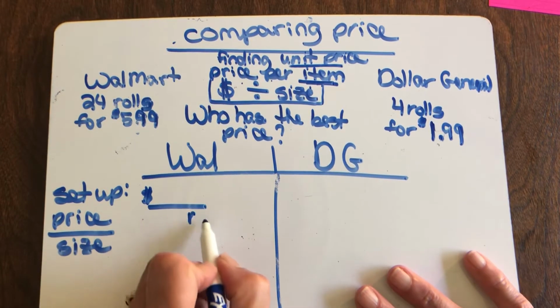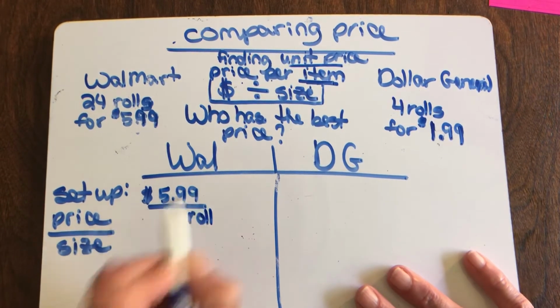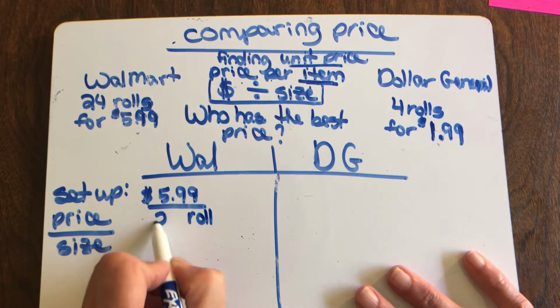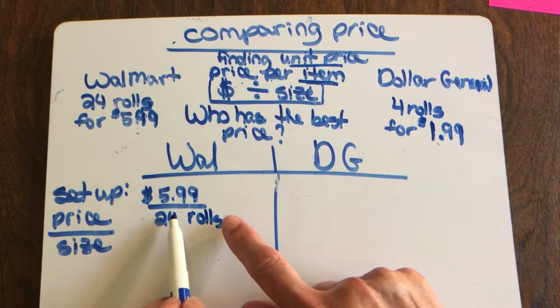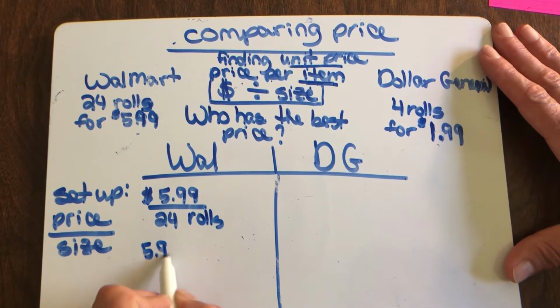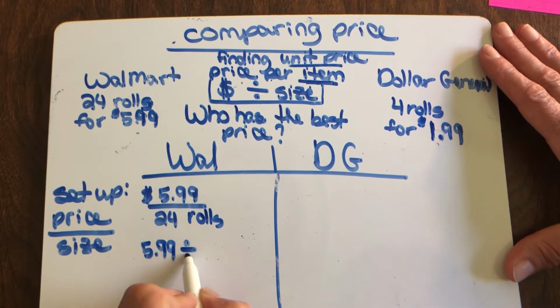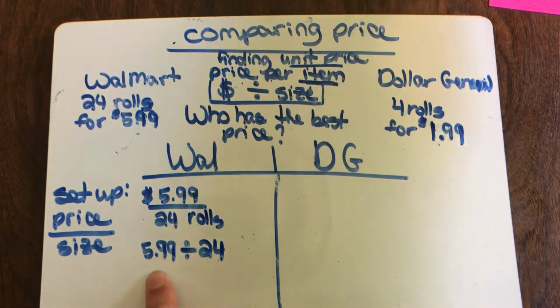And we want it for the number of rolls. So we had $5.99. That was our price. And we had 24 rolls, okay? But remember, we're going to work this as a division problem, and I'm going to write it out on my board here, but you don't have to write this out every time you do it. I just want you to recognize it because sometimes we forget that.